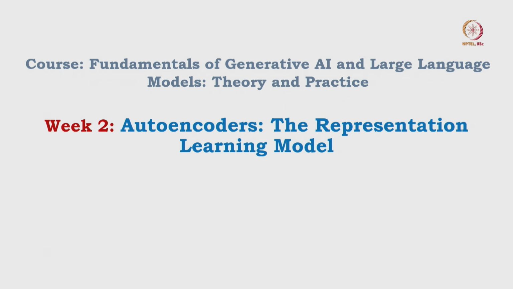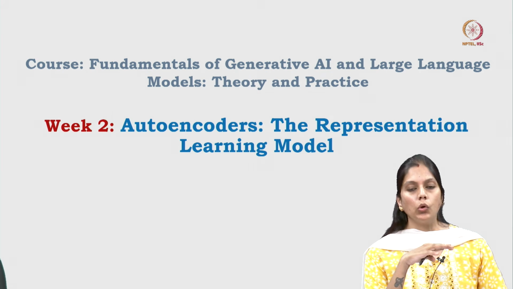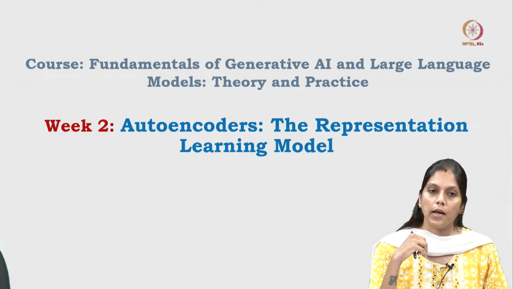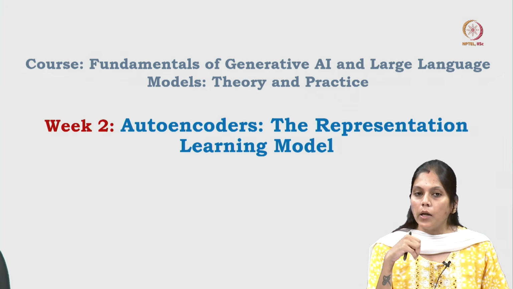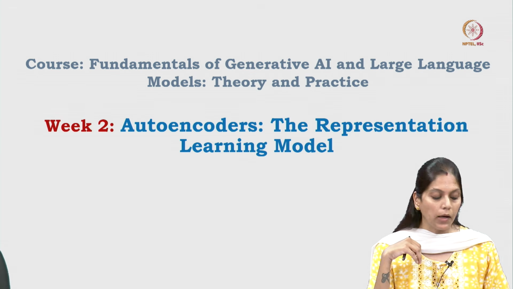We are in week 2, we will be starting with the autoencoders. In the previous session, we had seen the introduction to generative AI. We have also seen some of the fundamental concepts that are required from deep learning, such as activation functions, loss functions, then the different optimizers that are used. So with all those fundamentals, and we have also seen the architecture of CNN, the working mechanism of CNN. In this particular week, we will be starting with autoencoders, which we call a representation learning model.